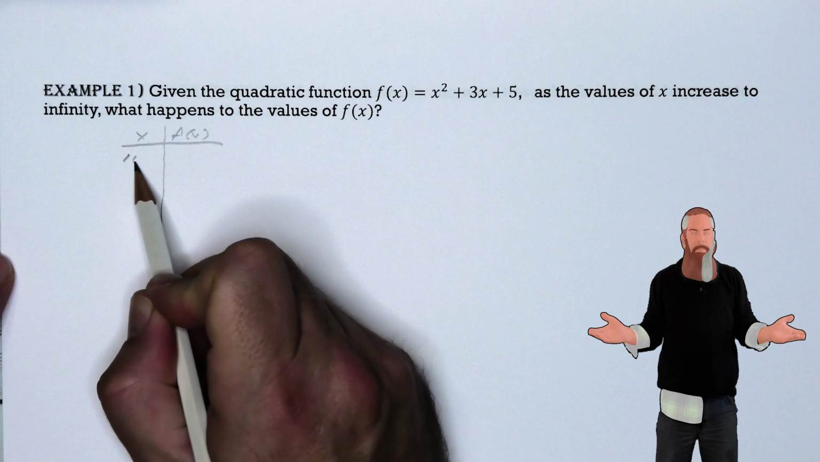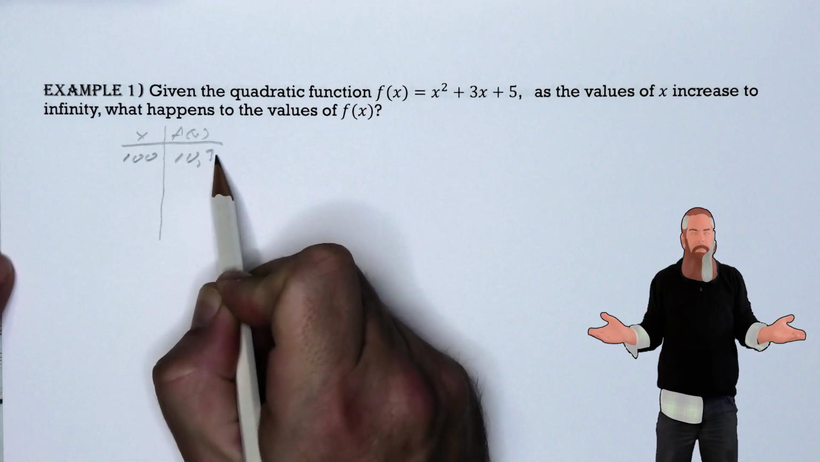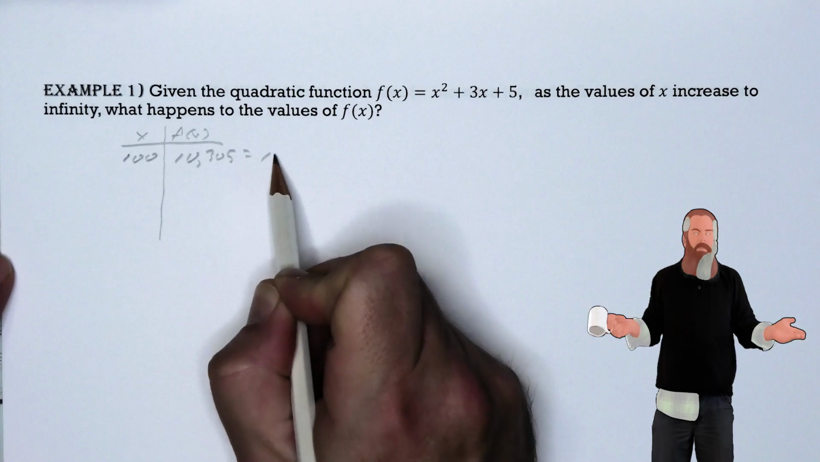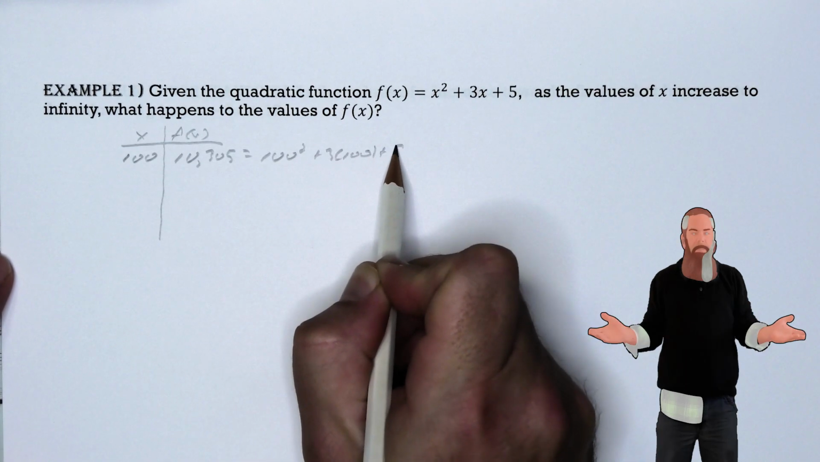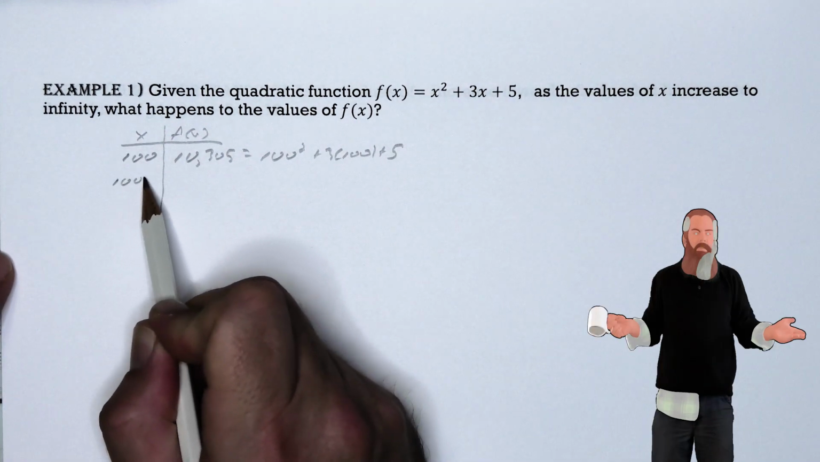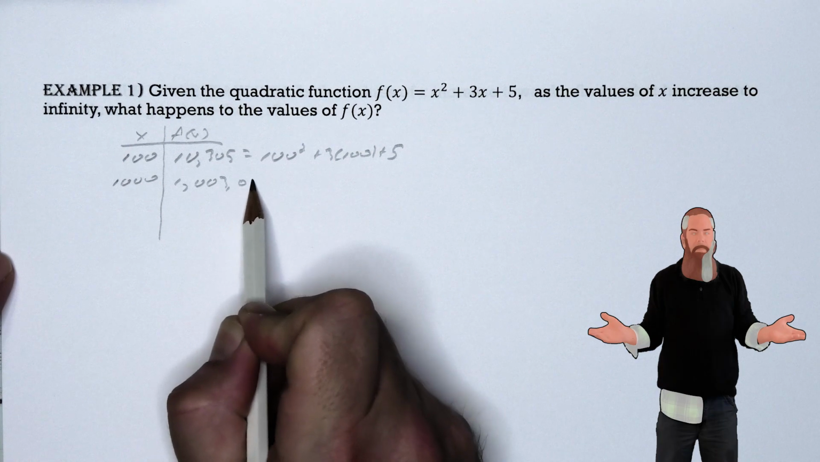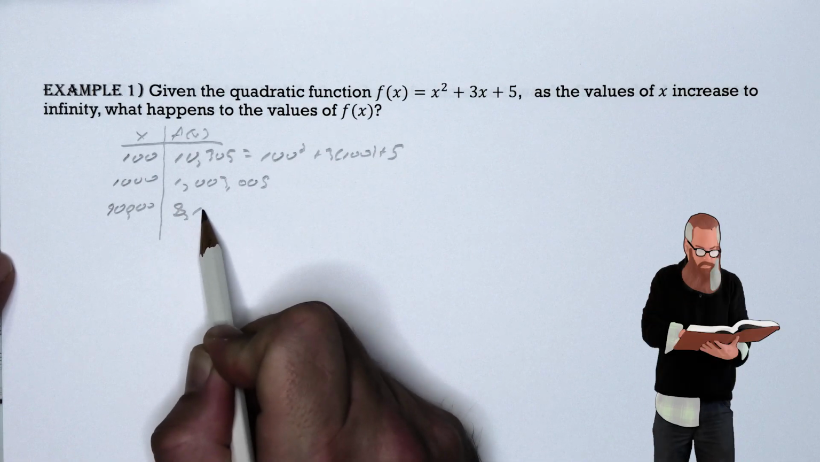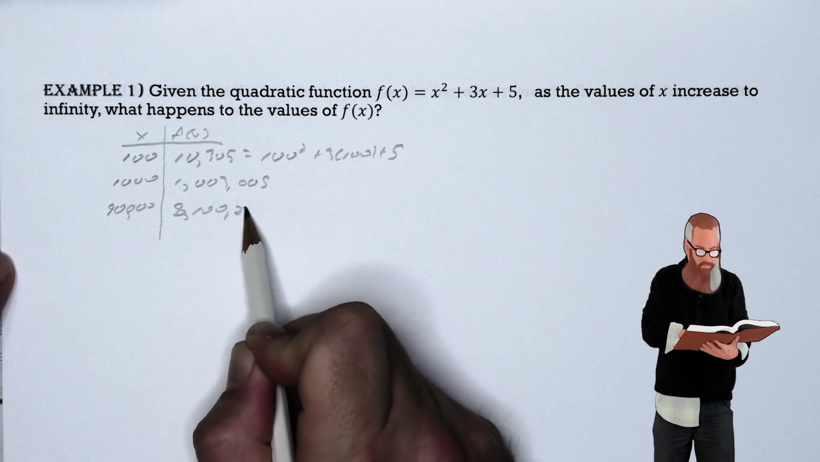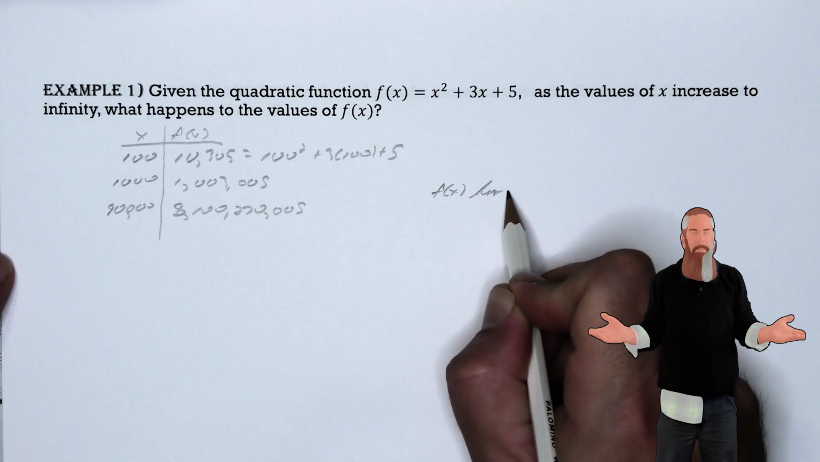Well, let's start out with if x is 100. We would wind up with 10,305. This is because 100 squared plus 3 times 100 plus 5. If we tried when x was 1,000, then we would get 1,003,005. What about 90,000? Then we get 8,100,270,005. So f of x has no limit.